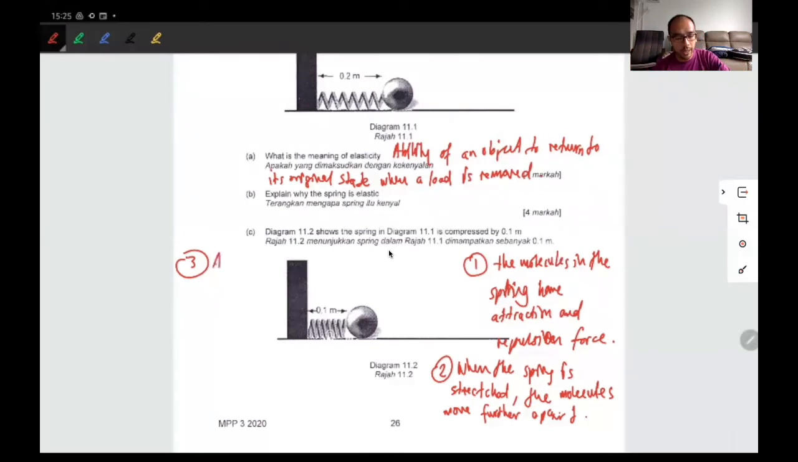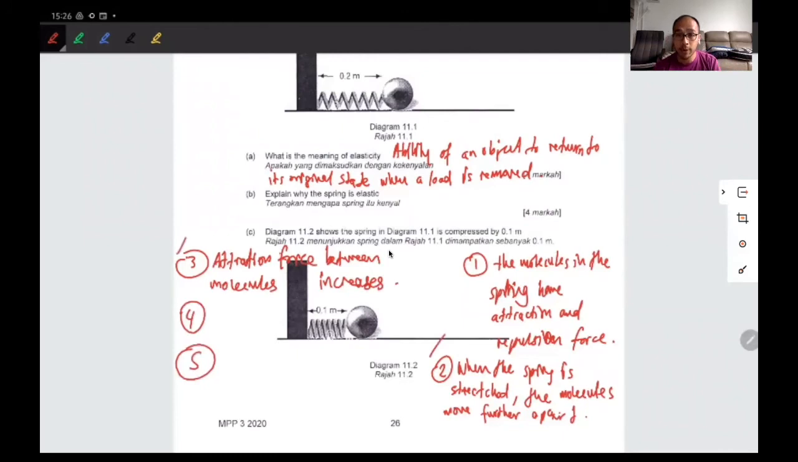Okay, so the attraction force, daya tarikan, between molecules increases. Okay, and then the 4th and the 5th point is the terbalik of the 2nd and the 3rd point. Okay, the 4th and the 5th point.